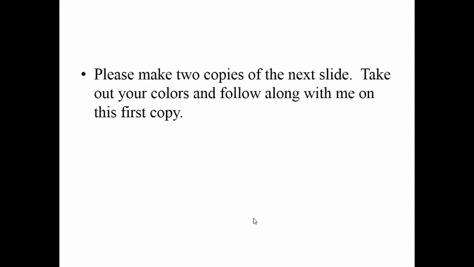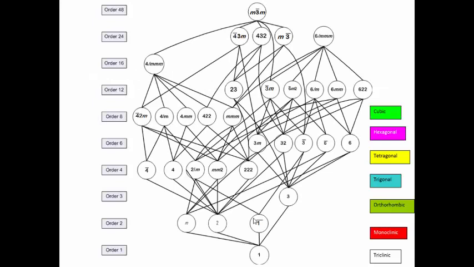Please make 2 copies of the next slide and take out your colors and follow along with me on the first copy. This will be important because it will be part of Wednesday's quiz, which will consist of coloring this in the way in which I'm coloring it now. So here's our point group tree, and we're going to color in the various systems. You're going to have them labeled here, and this is what I expect you to be able to do.